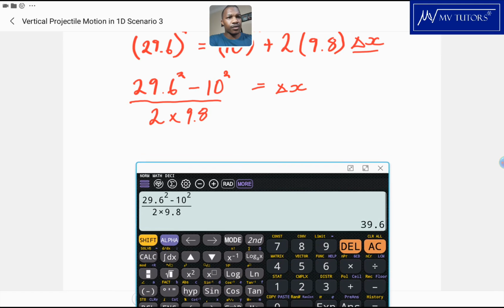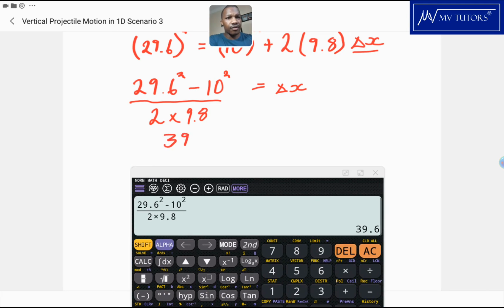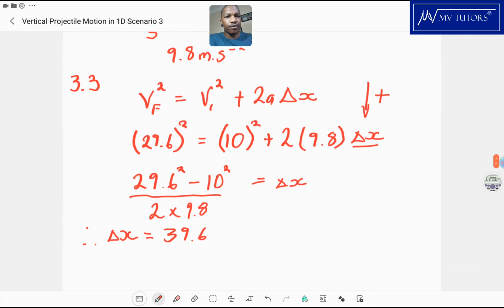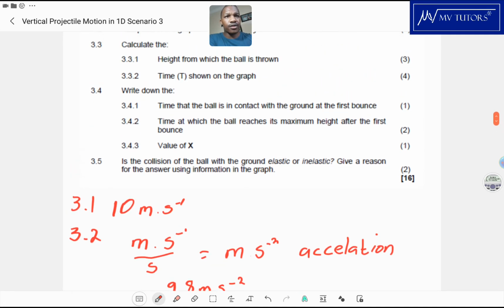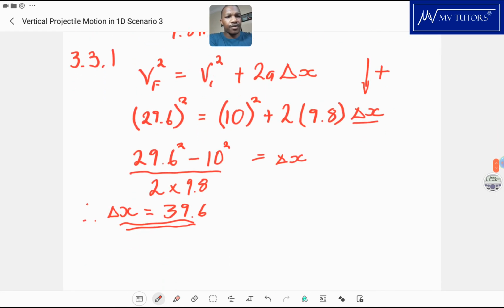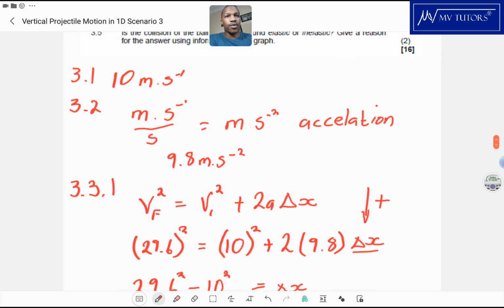39.6. We'll just put that aside. So therefore our distance, which is what we're looking for, is 39.6. That answers the question. That's the height the ball was thrown from. The units are meters. It's a very high building, 39.6 meters. So what's the next question?